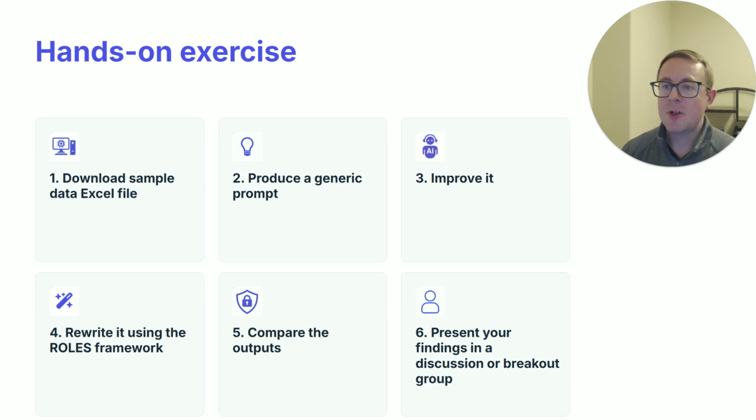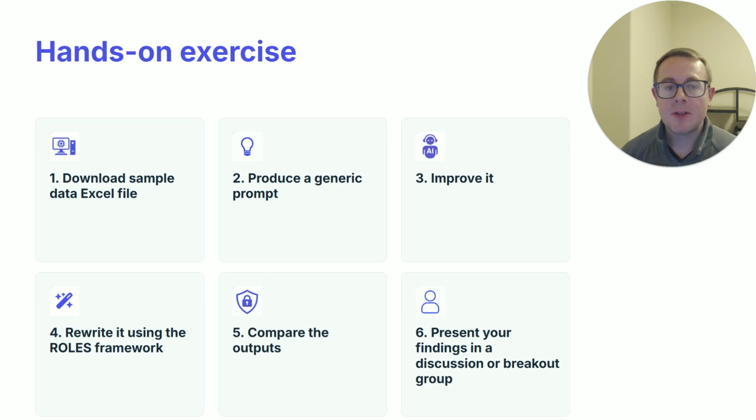And then what I want you to do, once you've gone through that process, is compare the outputs. Compare the weak prompt output to the output that you got from the roles-based output. I want you to look at the differences in the clarity, how useful the information is, the accuracy, because you can go back to the source data, and ultimately how consistent is that information.